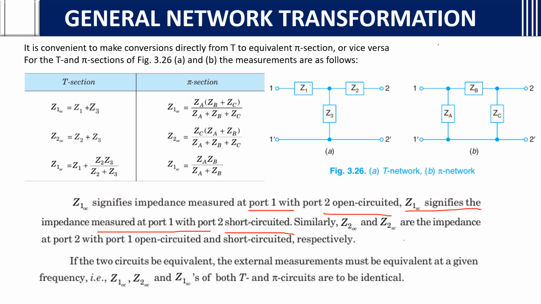The main thing why we are learning this general network transformation is that we can convert star to delta and delta to star, nothing but T to pi section and pi section to T. We can convert using some formulas. We'll derive those formulas in further slides.